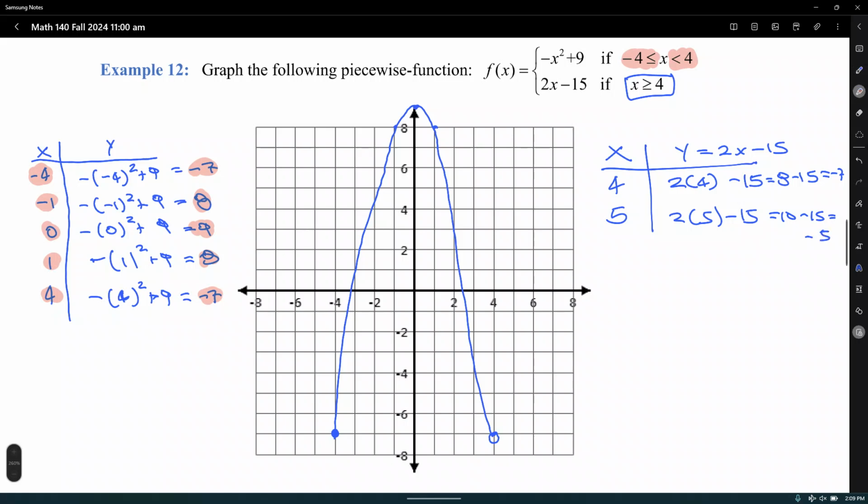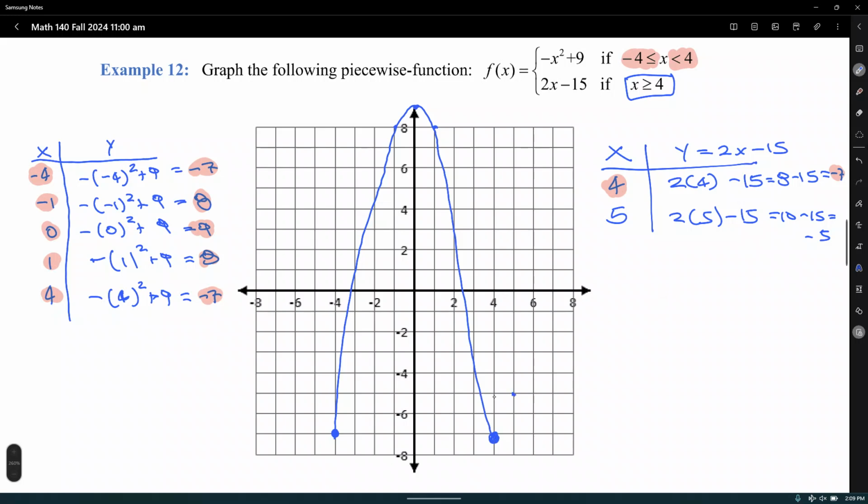So the ordered pairs we're going to plot right here are 4, negative 7. Let's go about that. 4, negative 7, and oh, look at this. The open circle left by the upside down parabola gets filled in by the diagonal line. And then at 5, so 5, negative 5, right? That'll be this point.